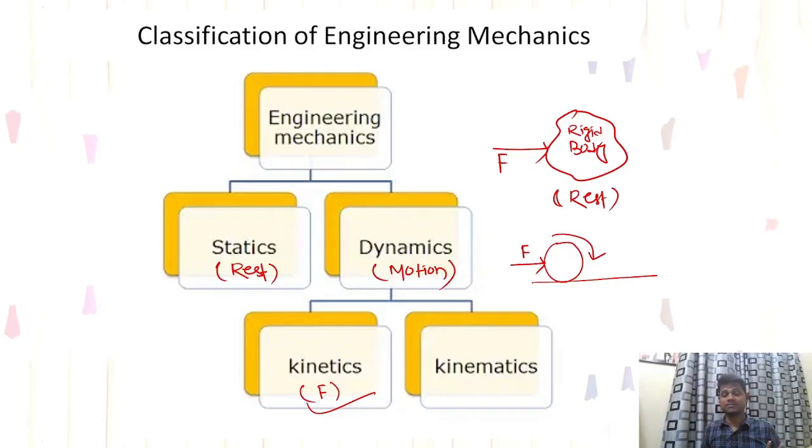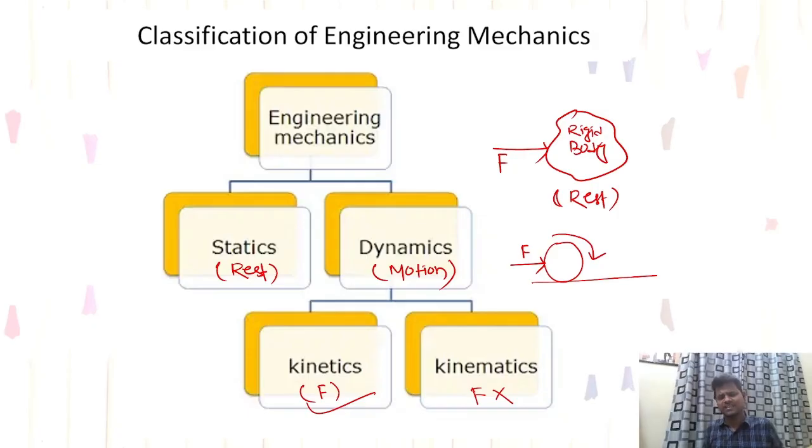But kinematics is not interested in how much force you have applied to that body to see that effect. See, if the body is in motion, there must be some effect. Kinetics also sees the effect. Kinematics also sees the effect. But kinetics is saying what is the magnitude you have applied to that body so that the body is in motion and showing some effect. But kinematics is not interested in forces.